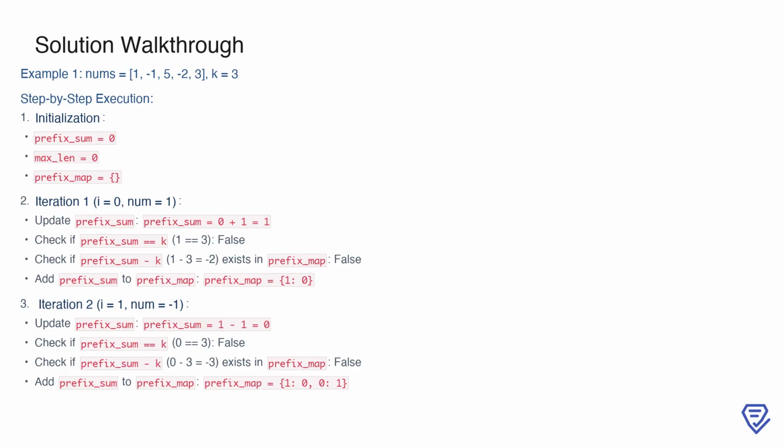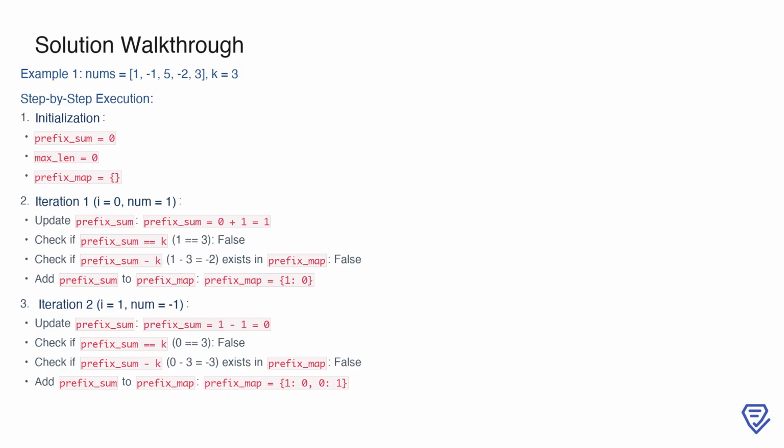In the first iteration, where i equals 0 and num equals 1, we update prefix_sum by adding the current number, resulting in prefix_sum equals 1. We check if this is equal to k, which it is not. Then we calculate prefix_sum - k to see if a previous subarray exists that completes the sum to k. Since -2 is not in prefix_map, we add the current prefix_sum with its index to the map.